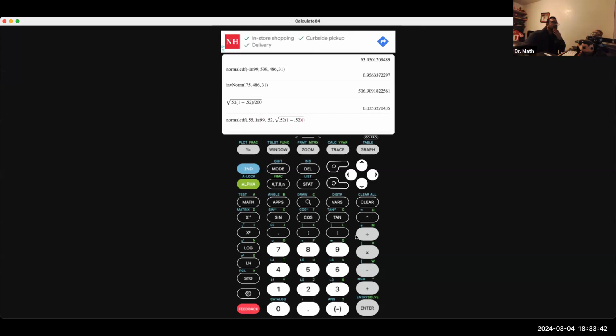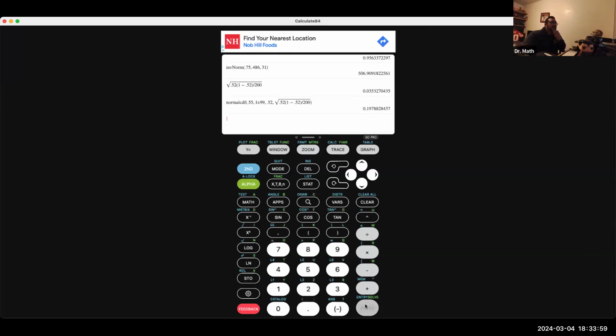Close your parentheses, divided by 200 was our sample size. And then notice I'm going to get out of the square root, so I'm going to hit this arrow. And then I'm going to close everything and do this one. All right.